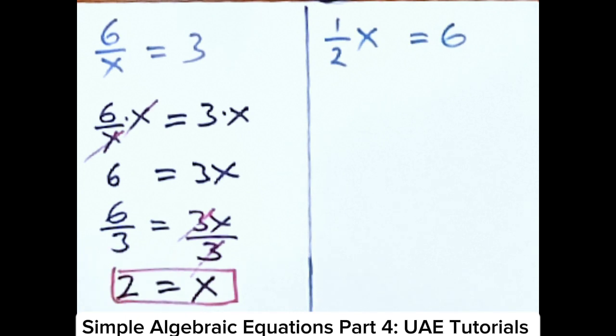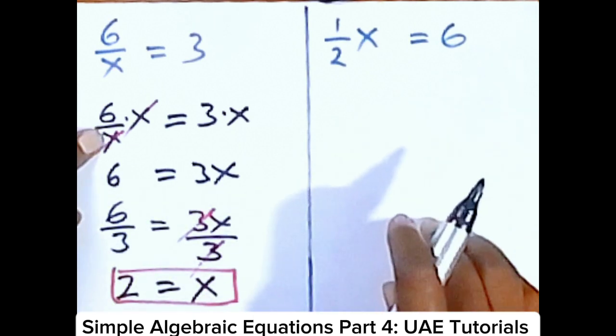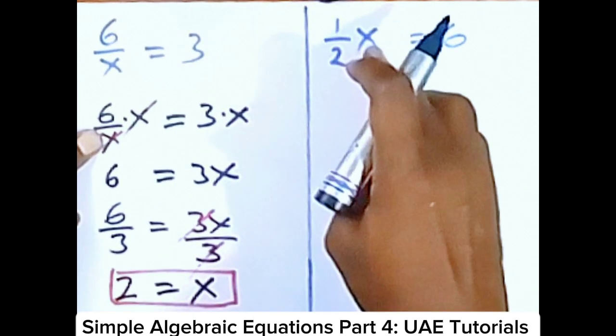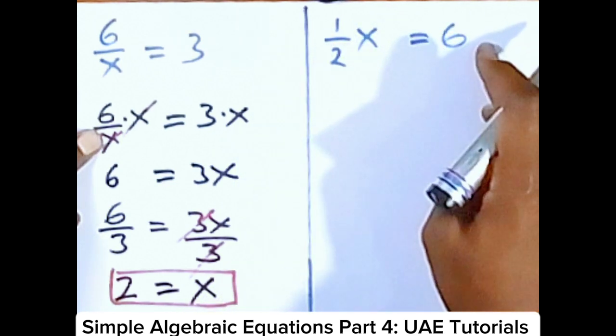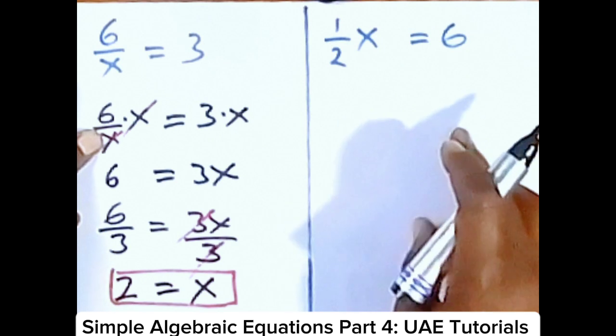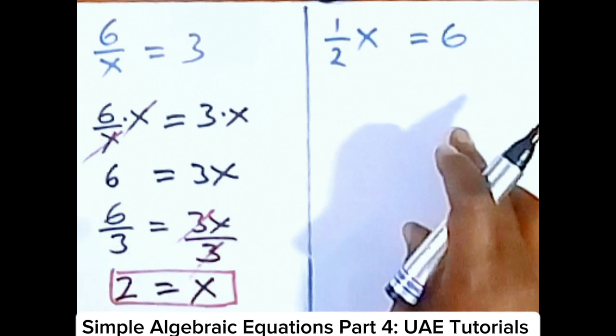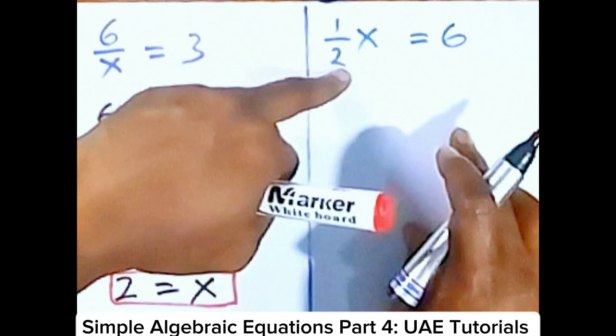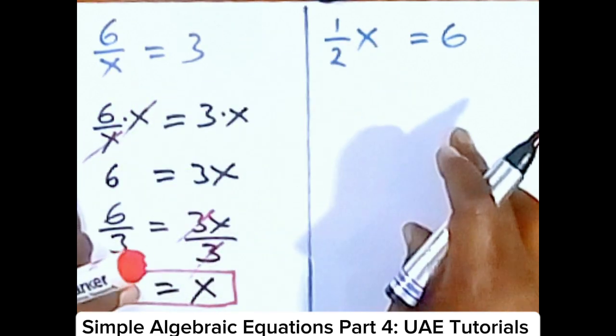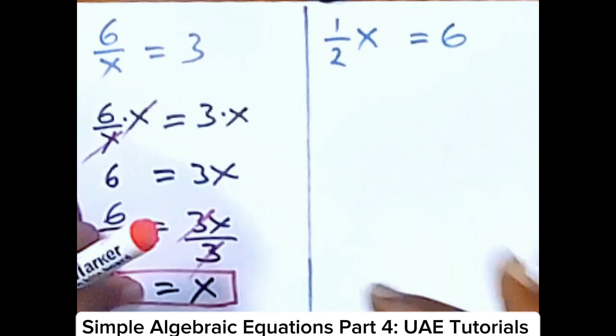Now let's look at the other example. Here I have half multiplying the x. And what am I going to do? I'm going to use a multiplication sign to remove this 2 that is dividing the x. So watch as I'm going to do it.